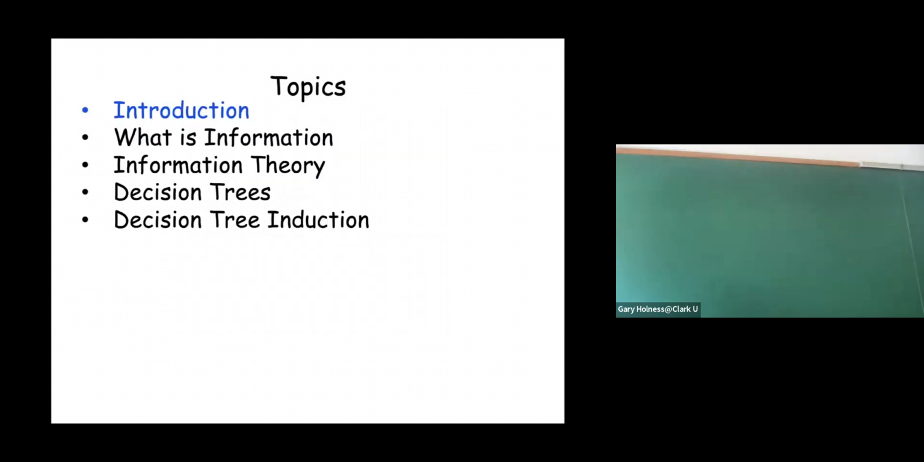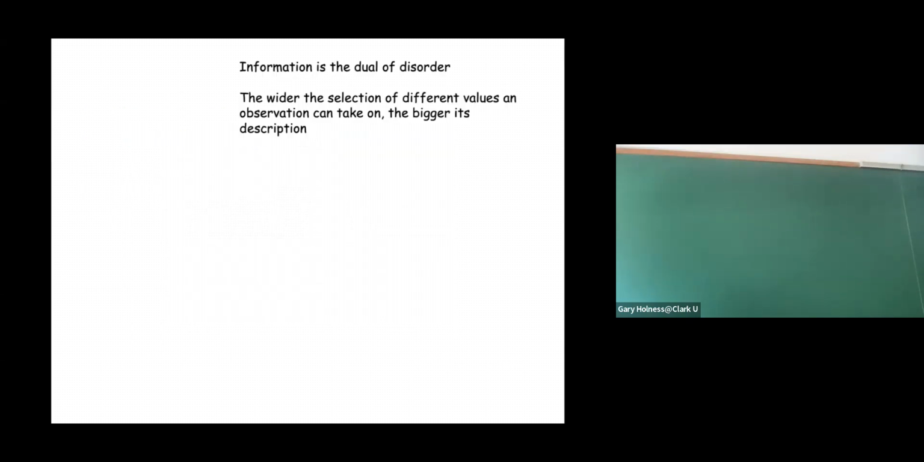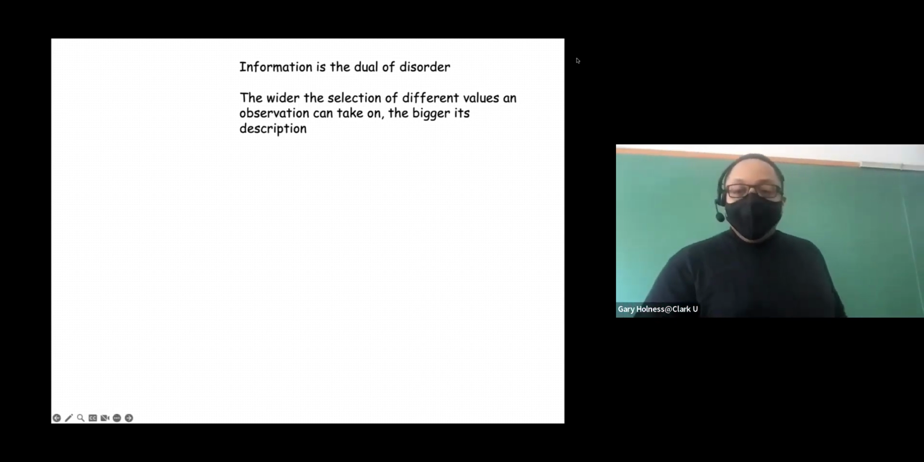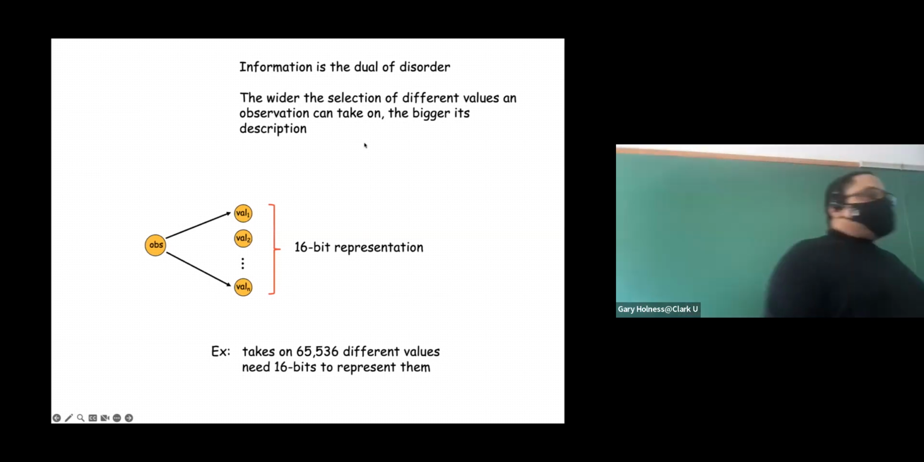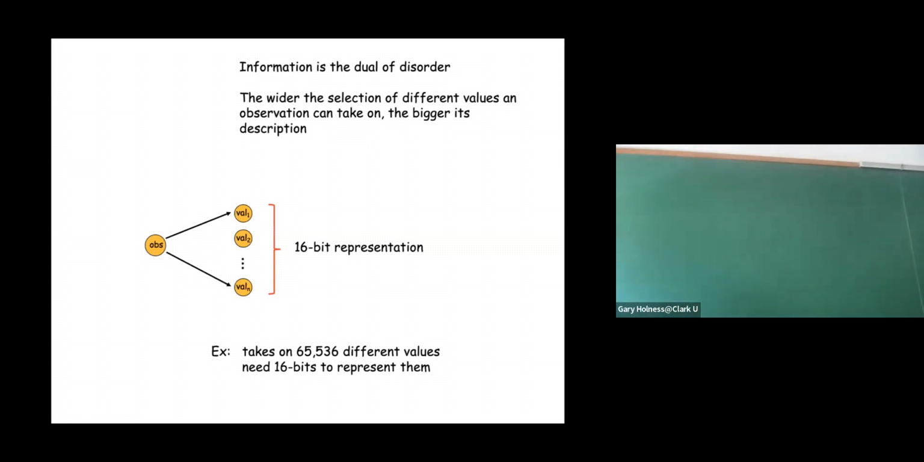Okay. And so when we look at information, information is sort of the dual, kind of the opposite of disorder. Disorder talks about this notion of randomness, that the wider the selection of values that you get for some observation, the more disorderly it is, the more messy it is. So if some observation, for example, takes on some values, and like we know, you want to enumerate our sample space omega, and to enumerate it, you need to count it, you need to number it.